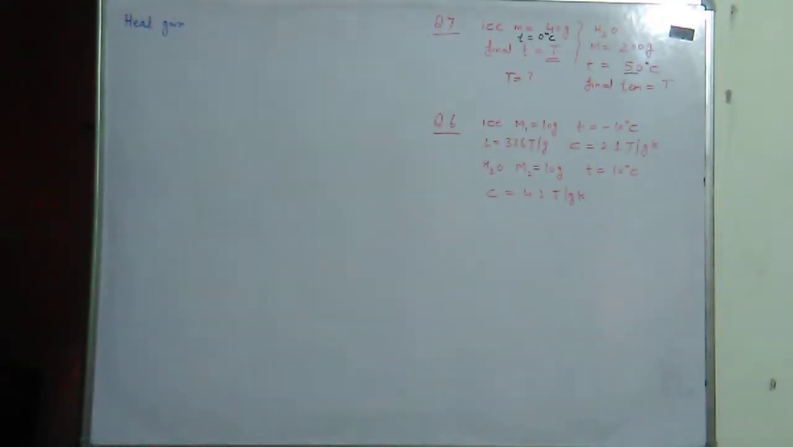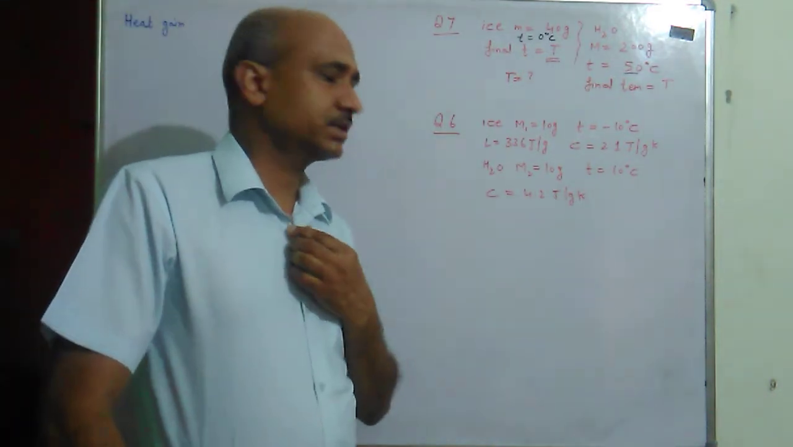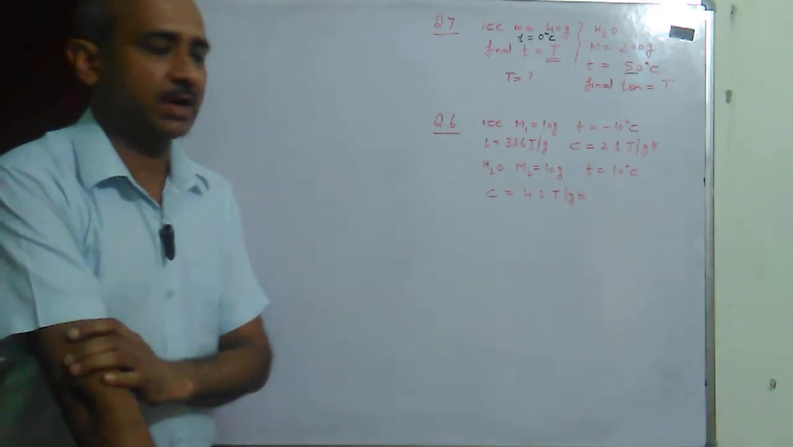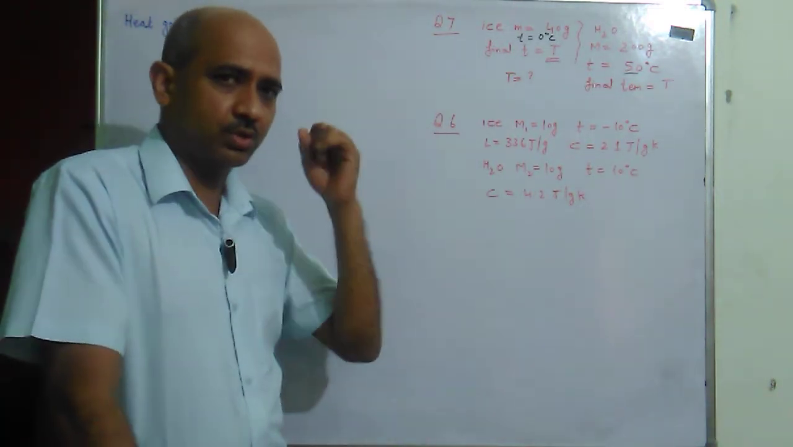Okay, hello everyone. Today we are going to start with the numericals from changing phases, and I have selected two numericals. I think these are the difficult ones from the chapter. They are question number 7 and question number 6. Let me tell you the question first.